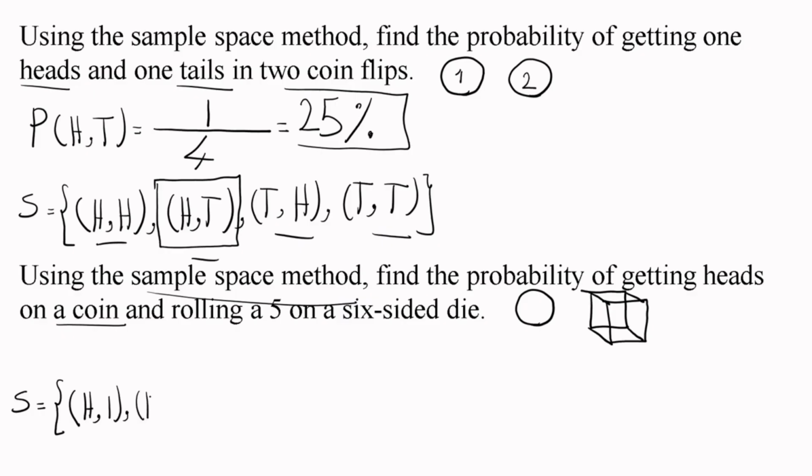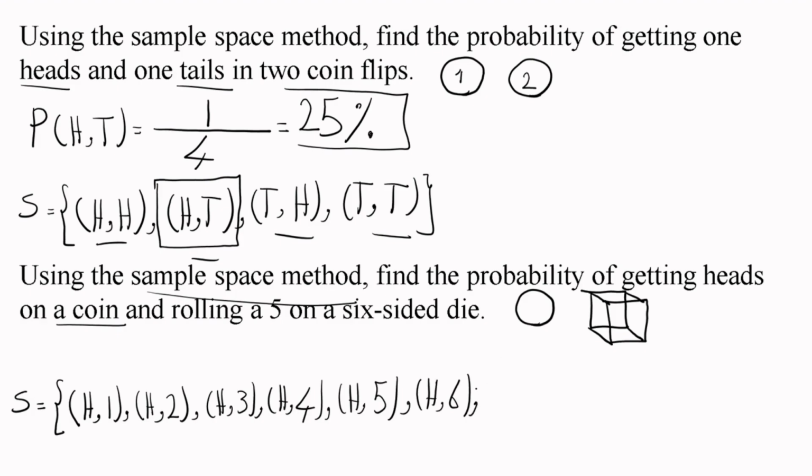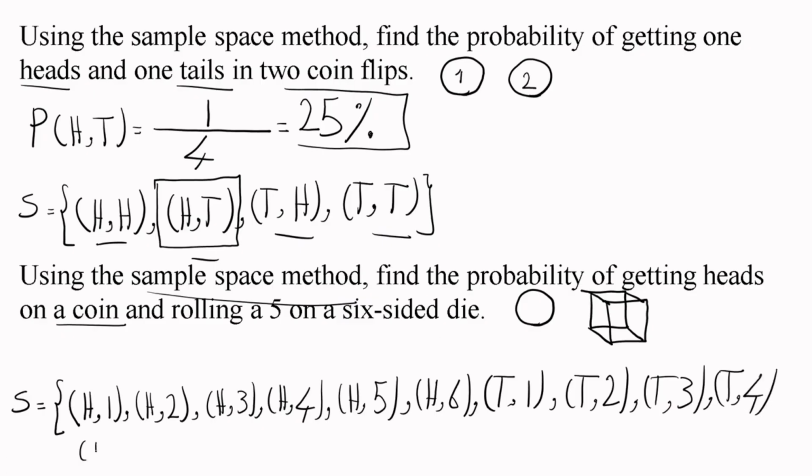I'm gonna continue that. Getting heads and 2, getting heads 3, getting heads 4, getting heads 5, heads 6. Now we are gonna move to tails. Tails 1, tails 2, tails 3, tails 4, tails. I'm sorry.